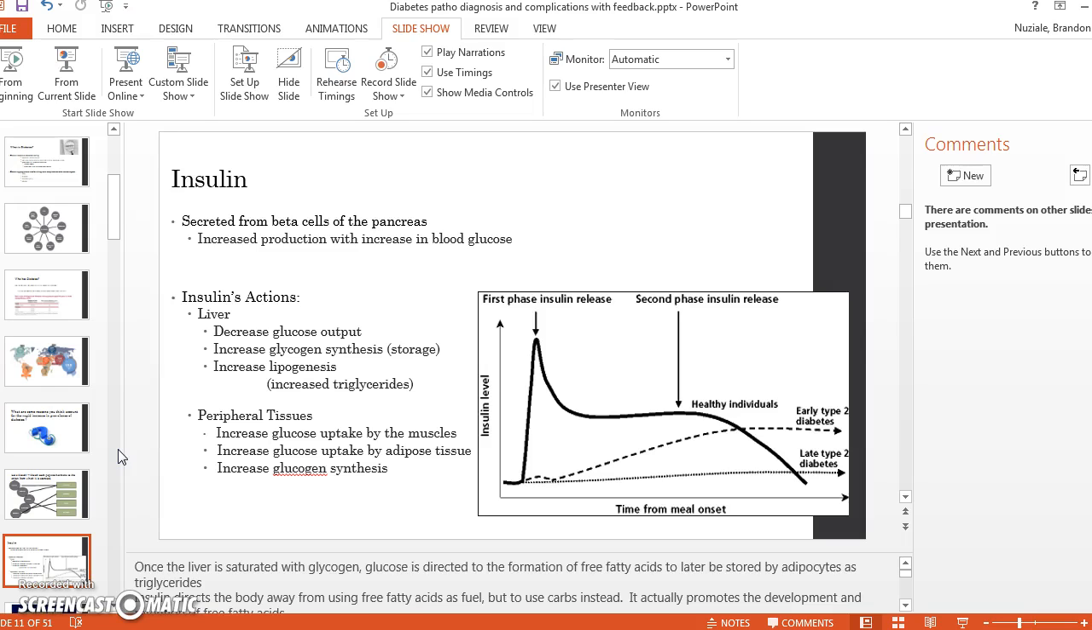So once our insulin is secreted, we see a decrease in glucose output. The liver is decreasing how much glucose is being output. As a result, since it's not putting out glucose, it needs to figure out a way to store it. And so we get an increase in glycogen synthesis. We also get an increase in lipogenesis, which results in increased triglycerides. In our peripheral tissues, we see an increase in the uptake that insulin promotes by our muscles and our adipose tissue to remove the glucose from the bloodstream and take it up into these tissues. We also see an increase in glycogen synthesis as well.